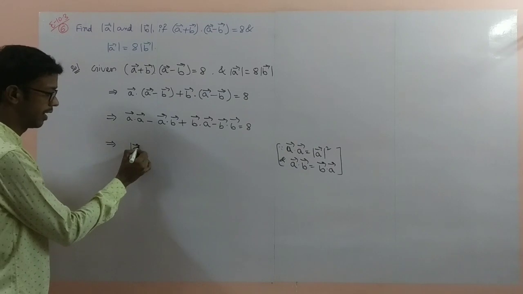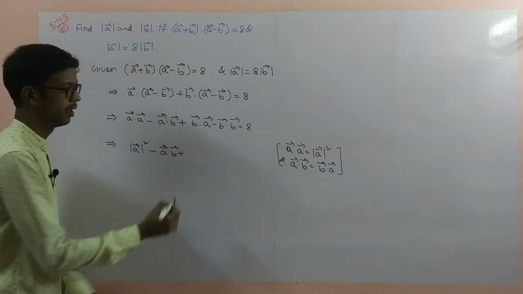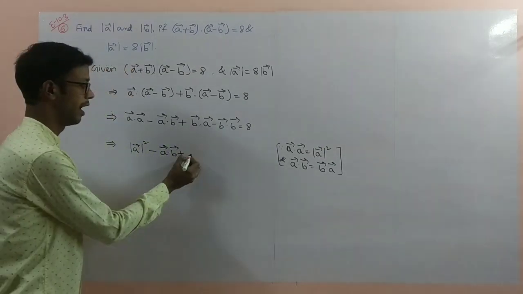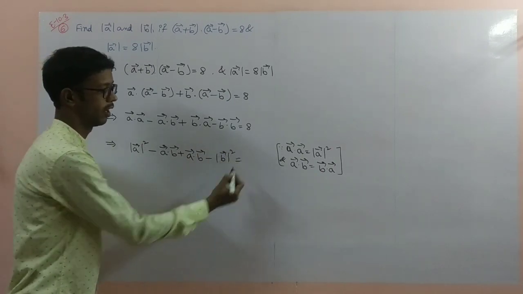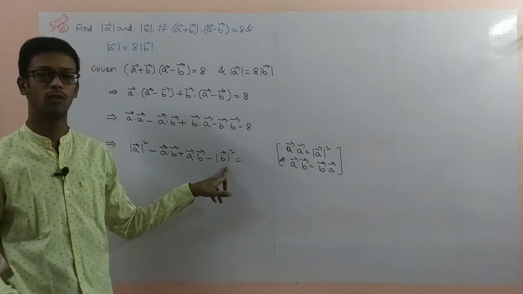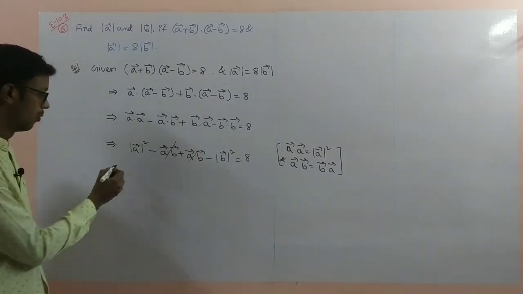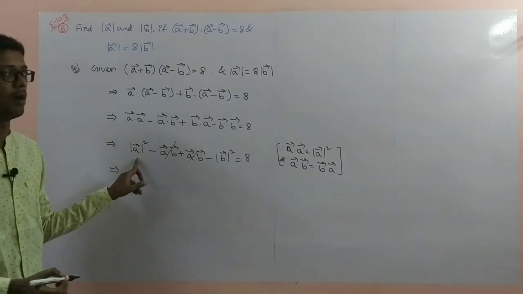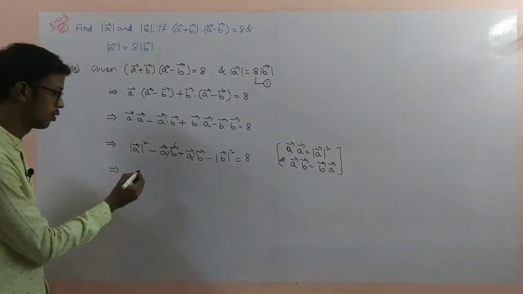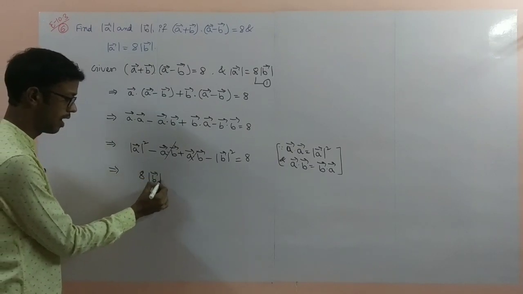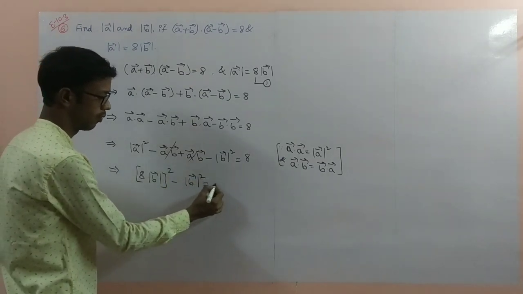So here we can write magnitude of A bar square minus A bar dot B bar plus B bar dot A bar, which is nothing but A bar dot B bar, minus magnitude of B bar square. Here A plus B is there, so magnitude of B bar square equal to 8. Here these both get cancelled. Now magnitude of A bar, take this as equation 1. Substitute the magnitude of A bar here: 8 magnitude of B bar whole square minus magnitude of B bar square equal to 8.